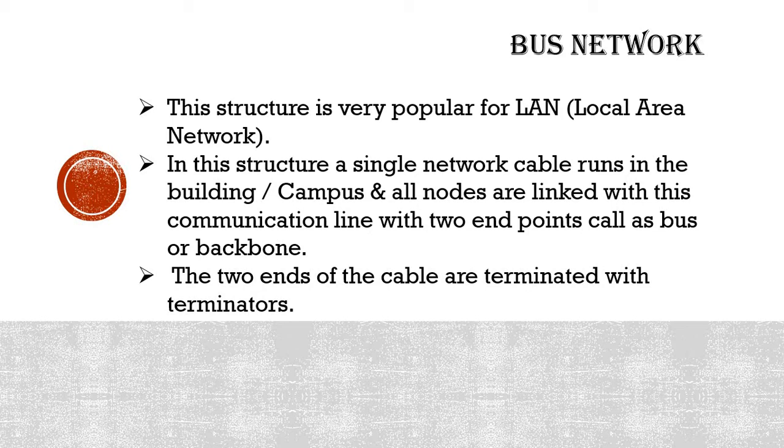In this structure, a single network cable runs in the building or campus, and all nodes are linked with this communication line with two endpoints, which is called the bus or backbone. The two ends of the cable are terminated with a terminator.